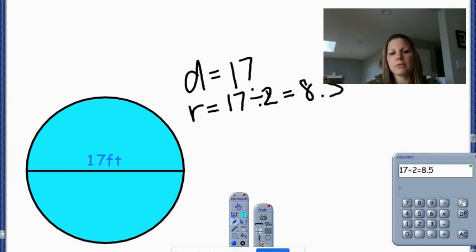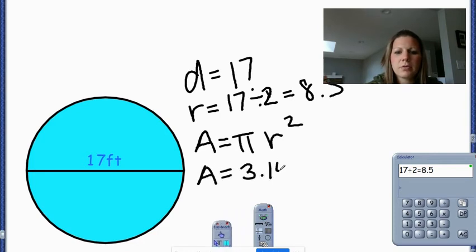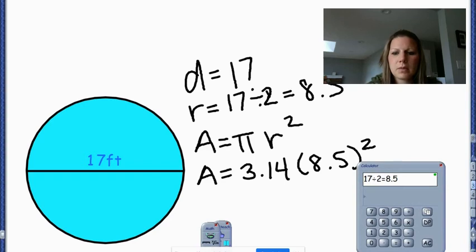Now I could use my area formula. So area equals pi r squared. Area equals 3.14 times 8.5 squared. So 3.14 times 8.5 times 8.5.